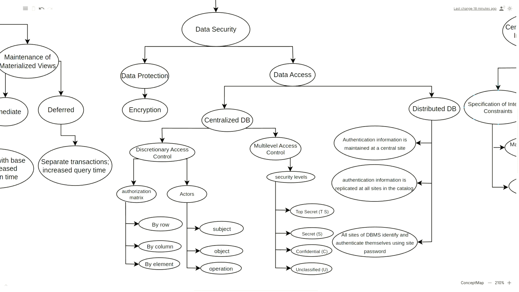It can be stored by row, by column, or by element. Storing by row or column has its own disadvantages, but by element is the most efficient one. But there are some problems with discretionary access control, and to mitigate those, we need multi-level access control. Here there are mainly security levels like top secret, secret, confidential, and unclassified.